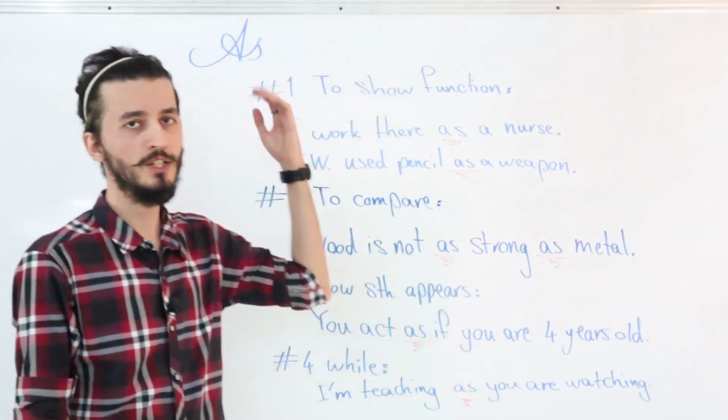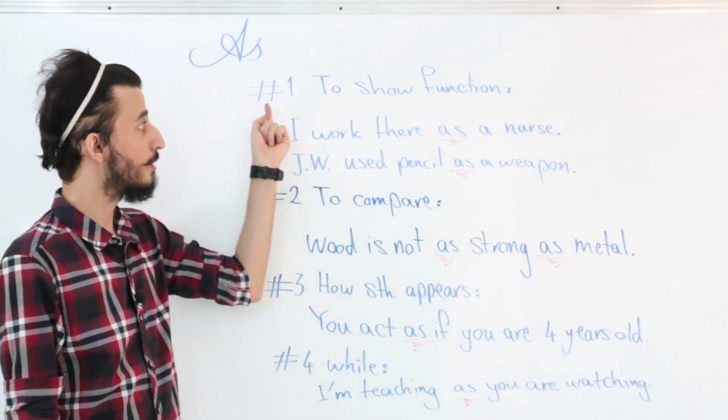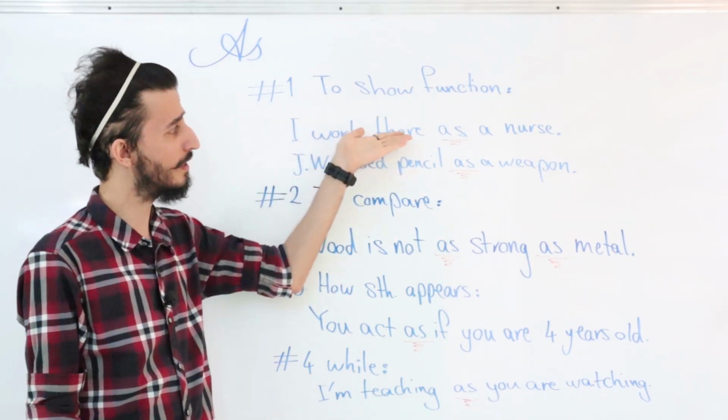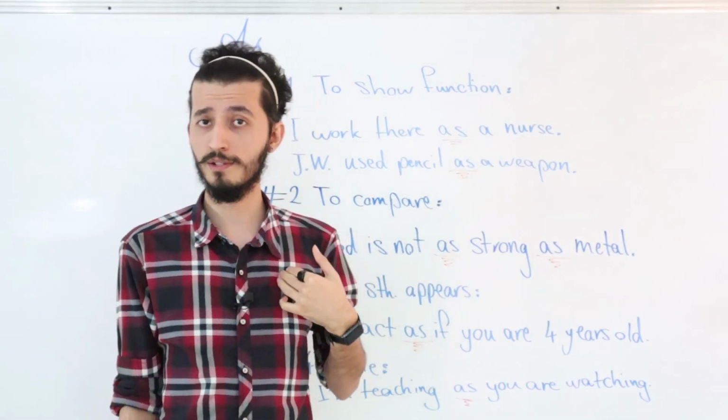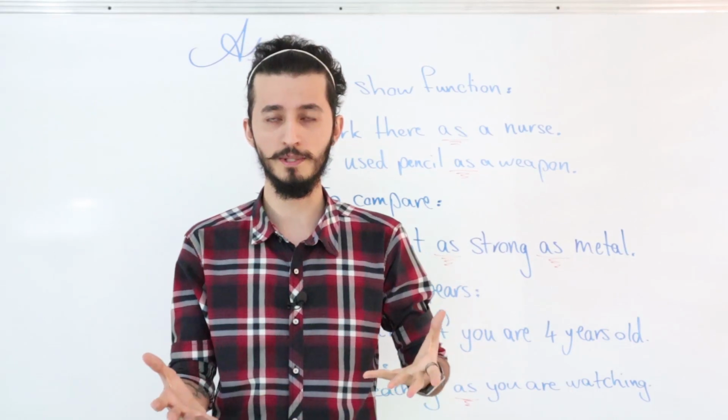Straight to the point, we can use "as" in 4 different ways when we are speaking English. Number 1, to show function of something, normally about job titles. I work there as a nurse, or I work at school as a teacher, as a headmaster, as a janitor. I don't know any job title.